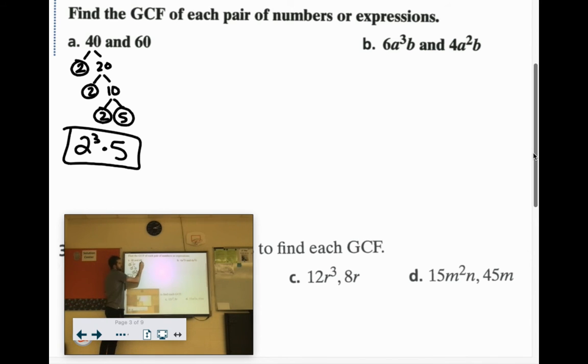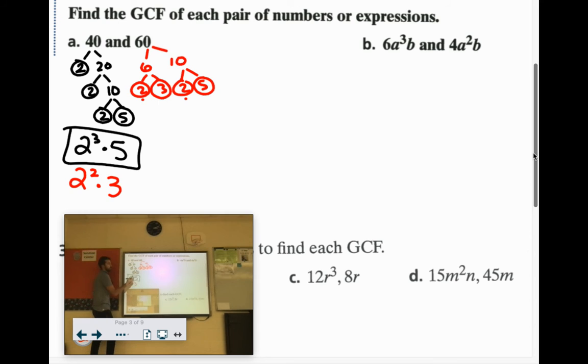60, let's say we made 60 6 and 10. And then 6 is 2 times 3. 2 and 3 are prime. 10 is 2 and 5. So if we wrote this in prime factorization, it'd be 2 to the second power times 3 to the first times 5 to the first.